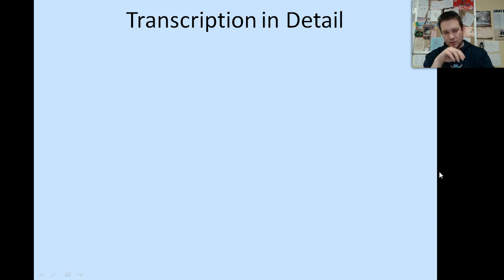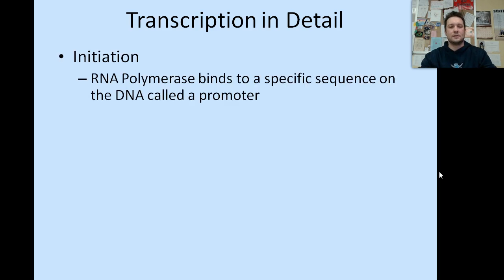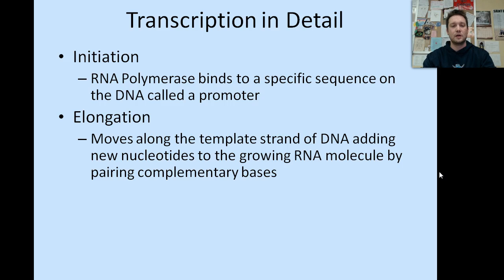Okay, so transcription in a little more detail. First thing that happens is initiation. The RNA polymerase binds to a specific sequence on the DNA called a promoter, all right? Like maybe you've heard of a concert promoter. That's somebody that works with bands, and they also work with the people that own the theaters and the stadiums, and they try to set up these concerts, all right? So they're called a promoter. Anyway, that's what the RNA polymerase enzyme binds to.